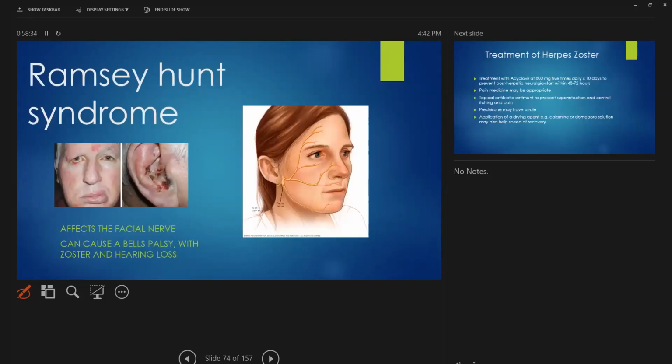Ramsay-Hunt syndrome. So that's a syndrome that causes the facial nerve to be affected with the virus. You get a lot of pain. You can also get lesions in your ear, and you get this palsy of the face. So this drooping here and a facial palsy.